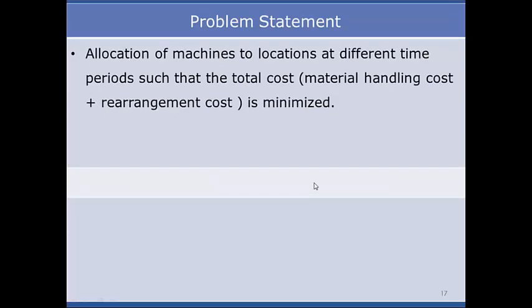Now here we will come to the problem statement. Now this case study was solved in one middle scale industry in Nashik, SM Auto. It is called as SM Auto in Ambad. Now here allocation of machines to locations at different time periods such that the total cost is minimized. Now I will give you more information about this particular problem.